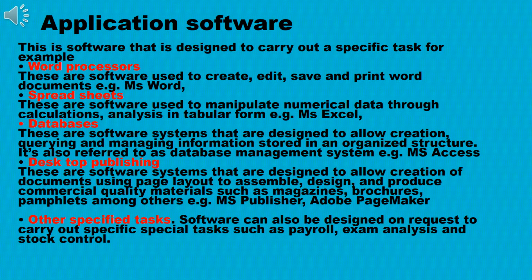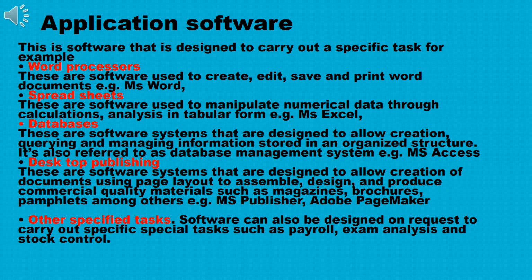Application software. This is software that is designed to carry out a specific task. For example, word processors. These are software used to create, edit, save, and print Word documents, for example, MS Word. Spreadsheets. These are software used to manipulate numerical data through calculations, analysis in tabular form, for example, MS Excel.